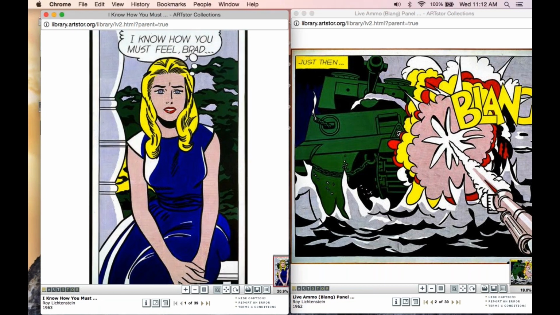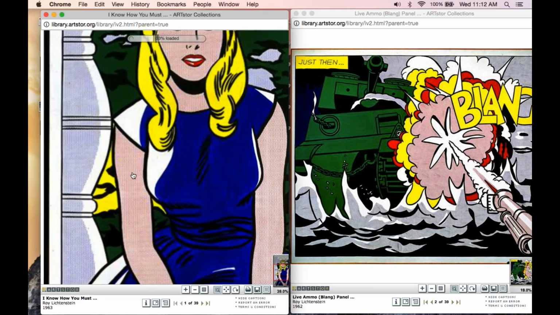And if you zoom in on it, you can see how it breaks up into these little dots. They're called Ben-Day dots. And so they coalesce as you move away from the image, almost like pointillism. But he takes this newspaper printing technique, the Ben-Day dots, and he brings it into the realm of high art.